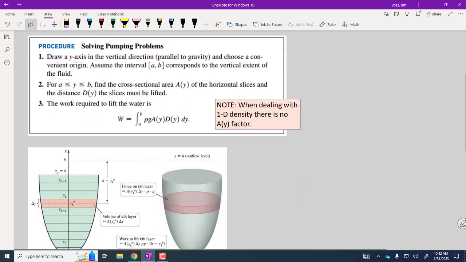Okay, so the context: we have a tank filled with water and we want to pump it out the top. That's our context. There's the formula. The formula is very gnarly looking. So what we are going to do in here is simplify the concept down to the essentials. So first off, let's make sure we understand what everything is in here. So the rho, that's density.